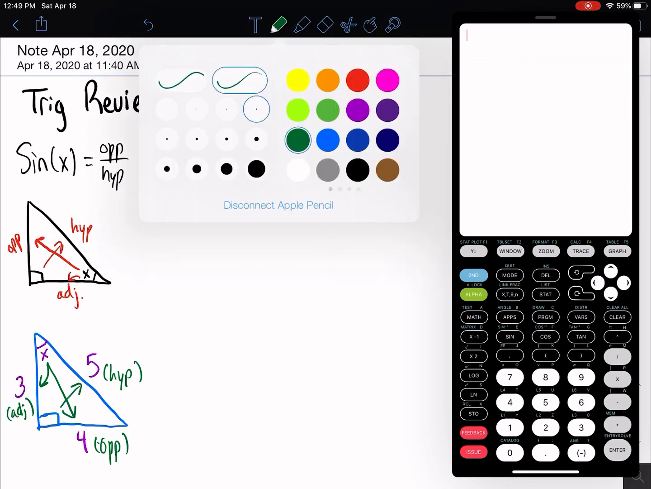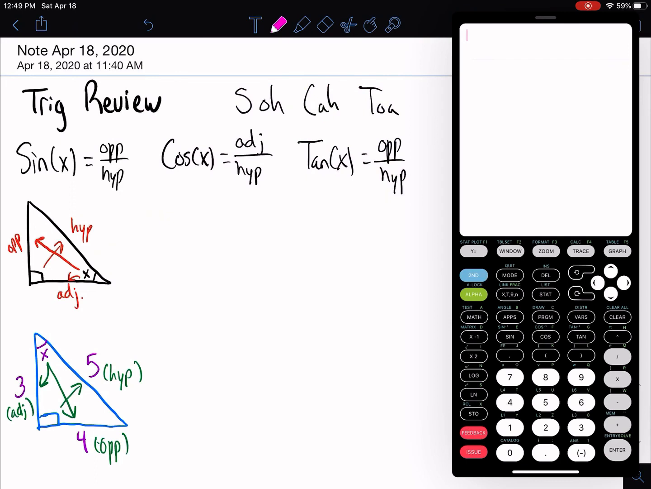Okay. So now the question that you might see come up, now remember, this is the first Delta Math assignment that we asked you to complete. We were asking for just the ratios. So we're asking here, what would the sine of x be? What would the cosine of x be? And what would the tangent of x be?